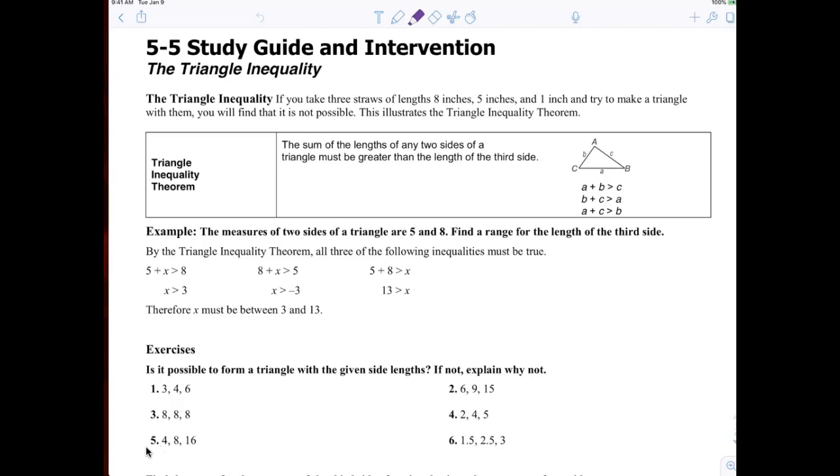But they're just demonstrating. The three sides are A, B, and C. So A plus B has to be greater than C, B plus C has to be greater than A, and A plus C has to be greater than B. All right.